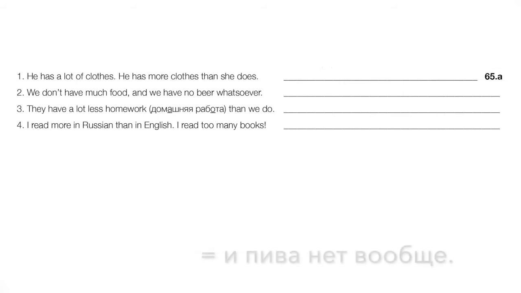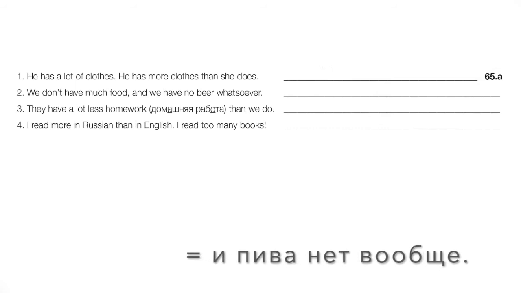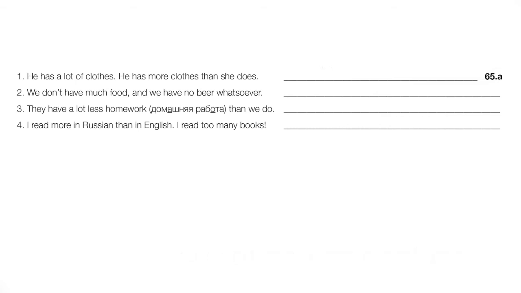Right? Three, they have a lot less homework than we do. Okay, homework is домашняя работа. We now know that that's a soft adjective, right? So у них, right, they have, у них, a lot less, гораздо меньше. Гораздо меньше, now we need a genitive, домашней работы, чем у нас.